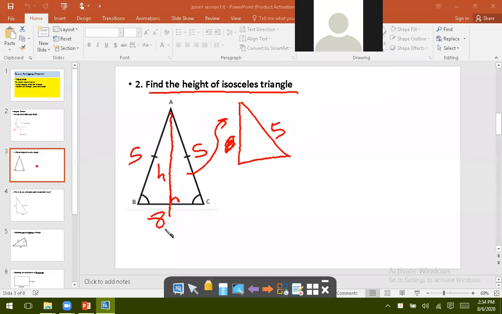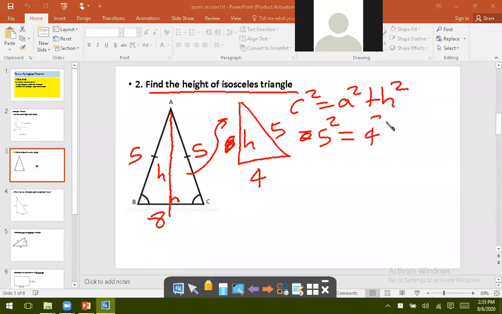So we can use the Pythagoras theorem to find the height of the triangle. So c squared equals a squared plus h squared. c is the longer side, which is 5. So 5 squared equals a, which is given as 4, squared, plus h squared. So 5 squared is 5 times 5, which is 25, equals 4 squared, which is 16, plus h squared.